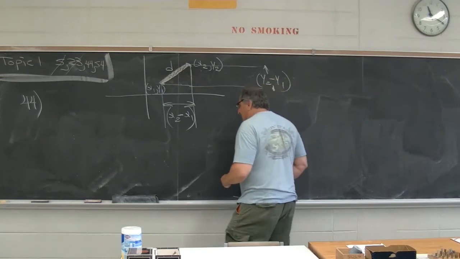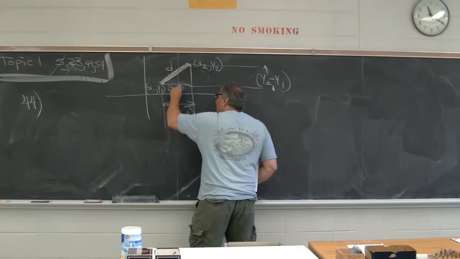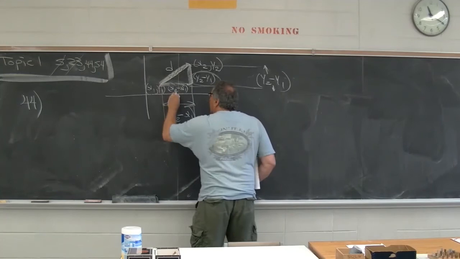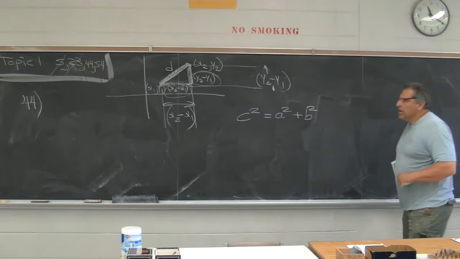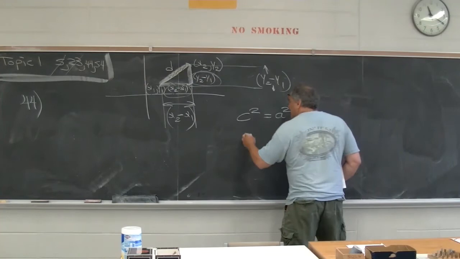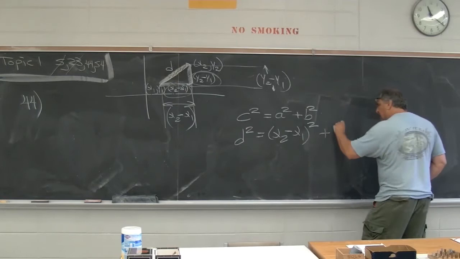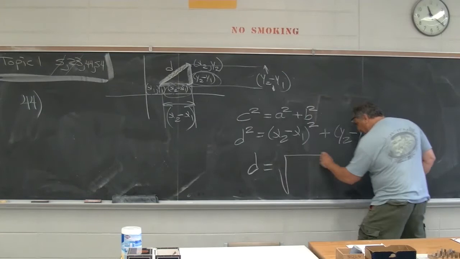To make a long story short, there's a lot to say here, and the devil's always in the detail. X2 minus x1, y2 minus y1. You remember that c squared equals a squared plus b squared for the hypotenuse, the relationship of the hypotenuse to the legs of a right triangle. Well, d becomes the c, and a becomes this quantity squared. Even if it's negative, you square it, it's a positive answer. Square root both sides. This is the formula.